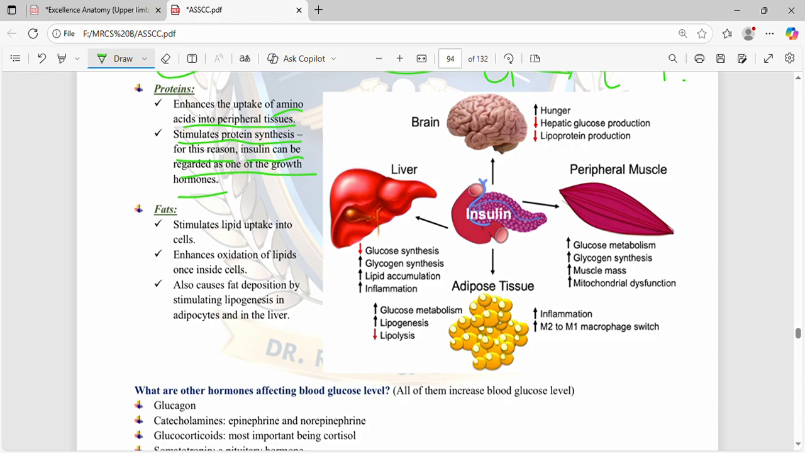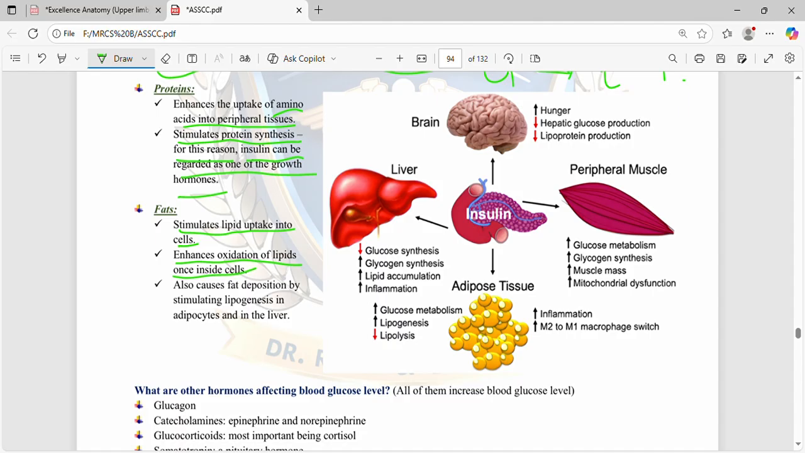Fats: insulin stimulates lipid uptake into cells, enhances oxidation of lipids once inside cells, and also causes fat deposition by stimulating lipogenesis in the adipocytes and in the liver.